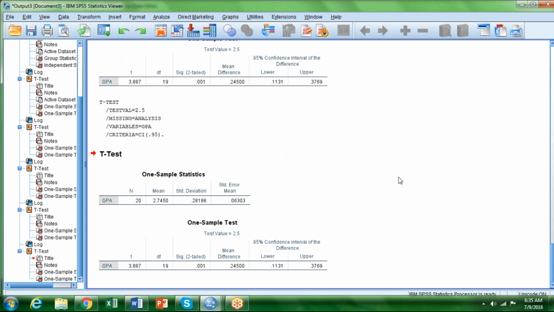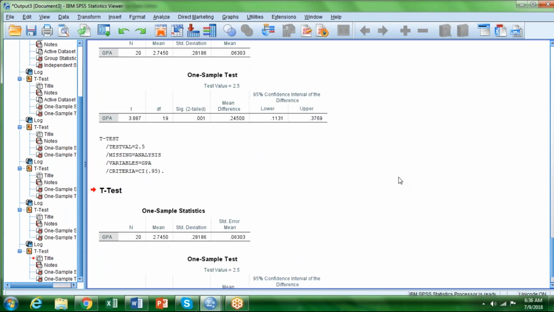And so if we look here, it's going to give us a one samples t-test, and it's going to give us a t-value of 3.887, which is what we came up with. Degrees of freedom 19, a level of significance of 0.001, so well past 0.05, and mean difference of 0.245.